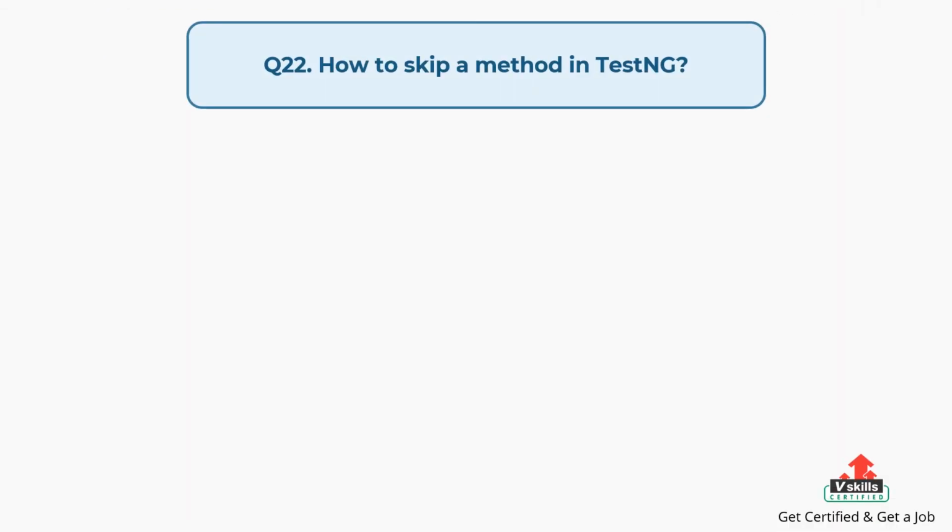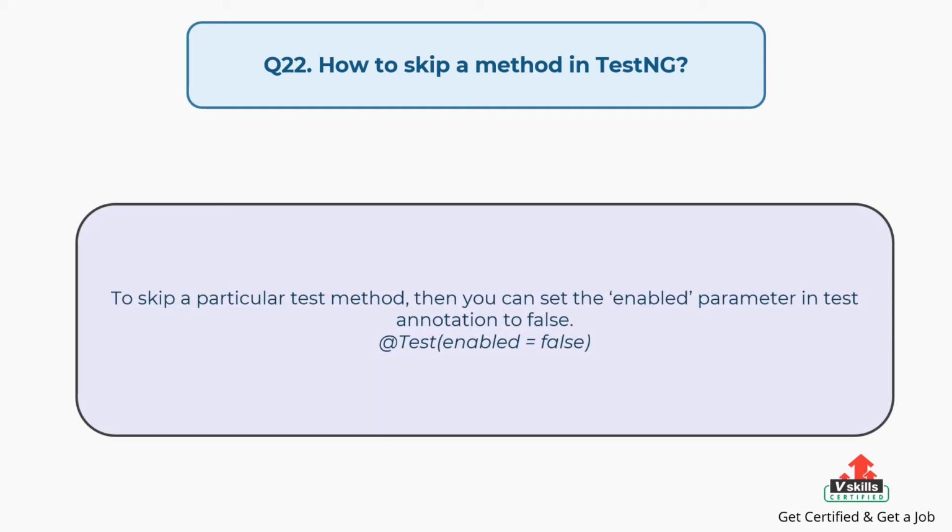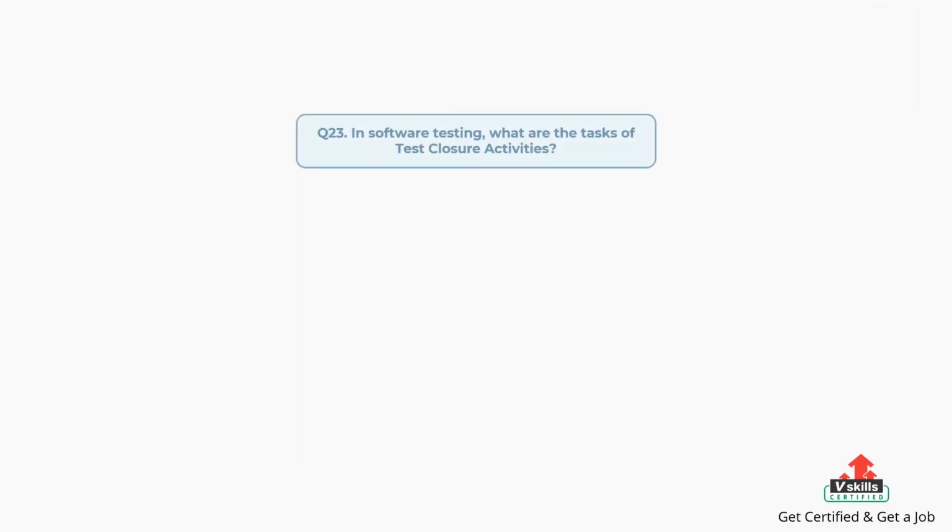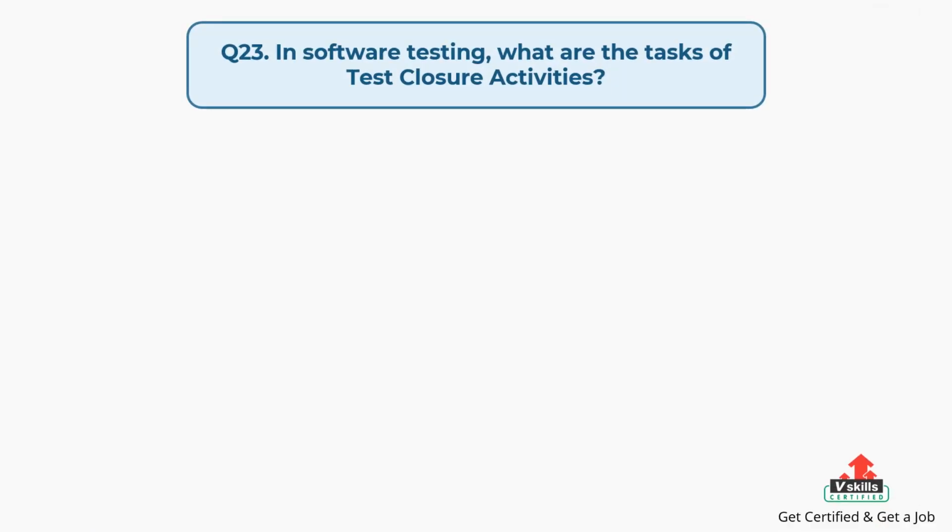Question number 22. How to skip a method in TestNG? The answer is, to skip a particular test method, you can set the enabled parameter in the test annotation to false. Question number 23. In software testing, what are the tasks of test closure activities?